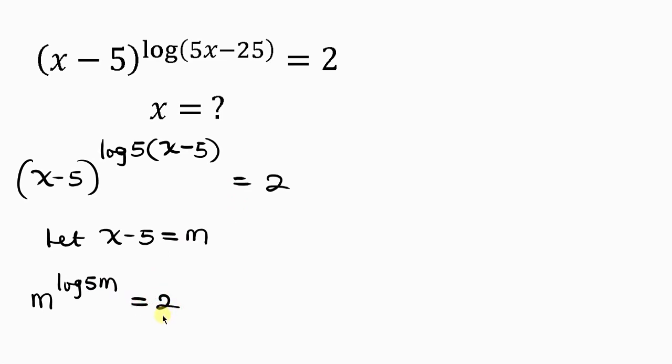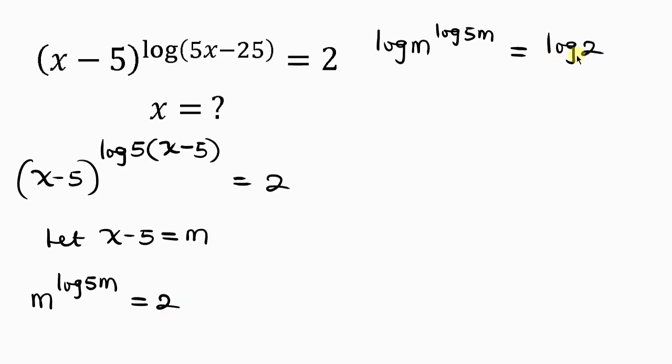Our next step will be for us to take the log of both sides. So I'll take the log of the left-hand side. It becomes log m raised to the power of log 5m. And I'll also take the log of the right-hand side, which is going to be log 2.